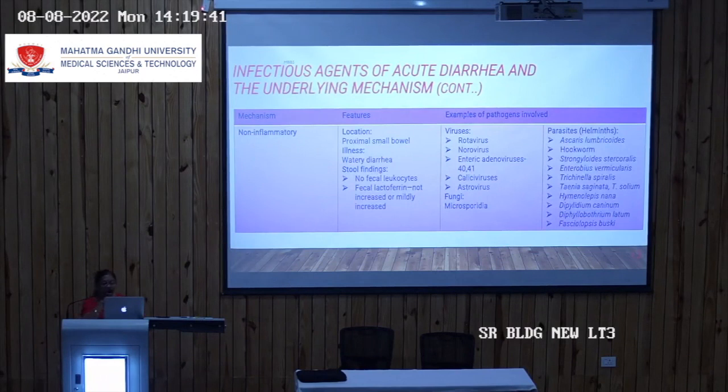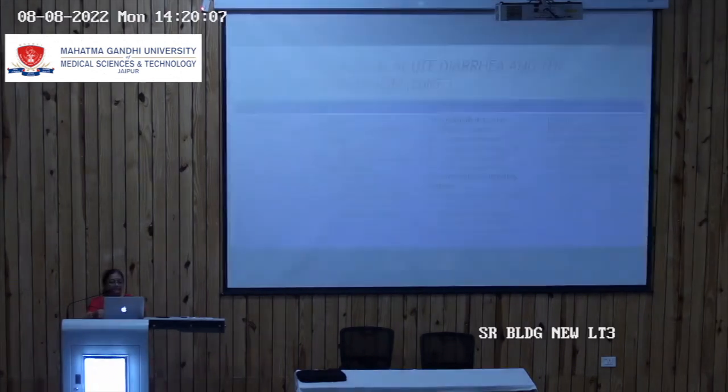Non-inflammatory other causes are viruses and fungi like Microsporidia. Rotavirus is important in children, infants. Norovirus is generally important in traveler's diarrhea. Then there are many parasites. There are helminths. In the first slide, I had shown all the protozoans. Here they are helminths which are causing the diarrhea.